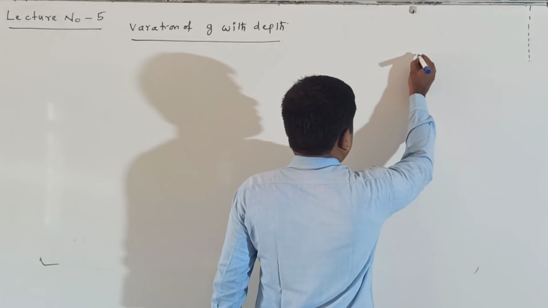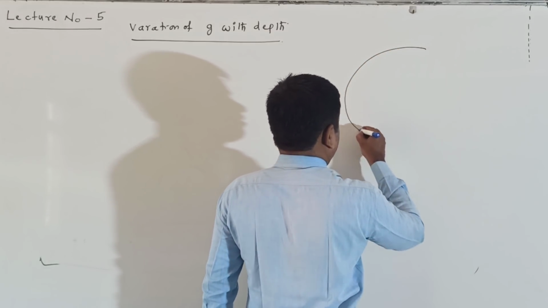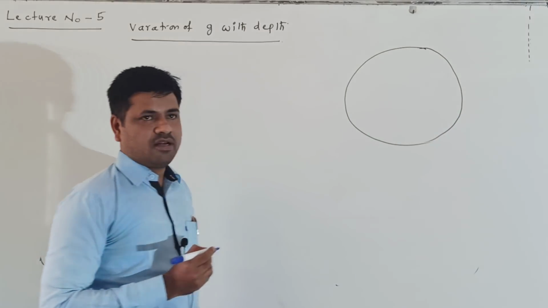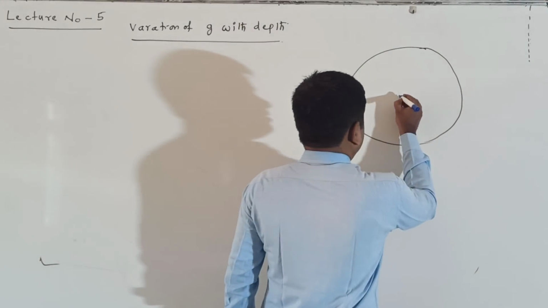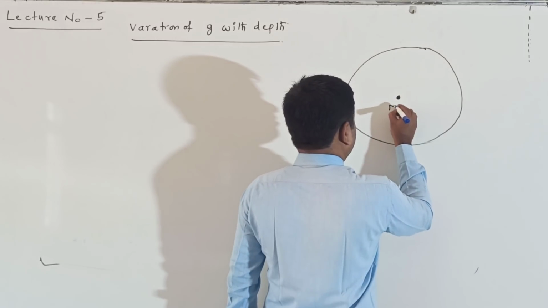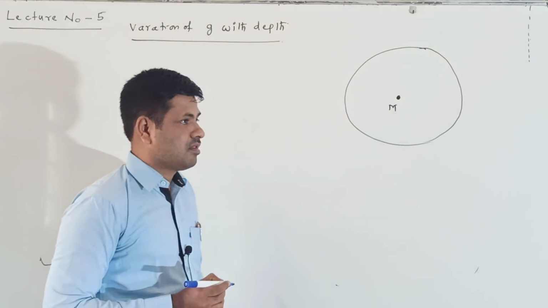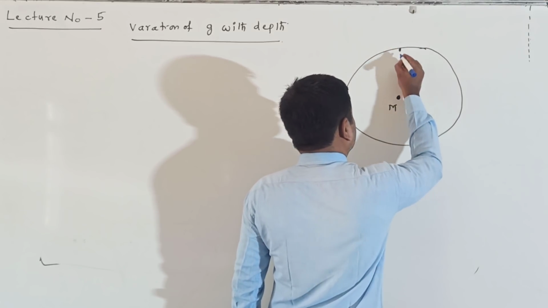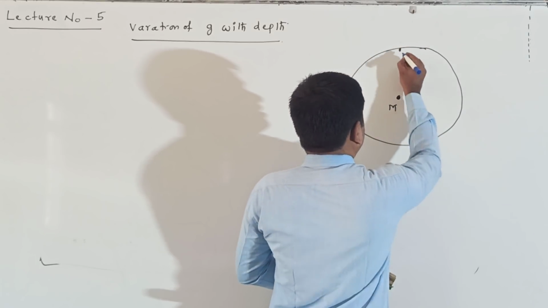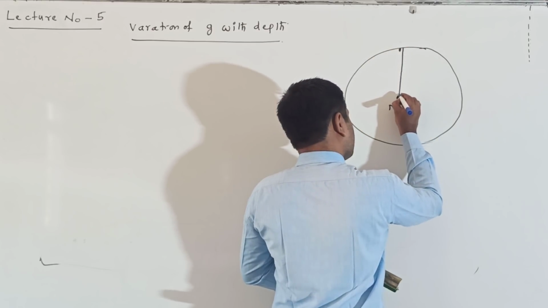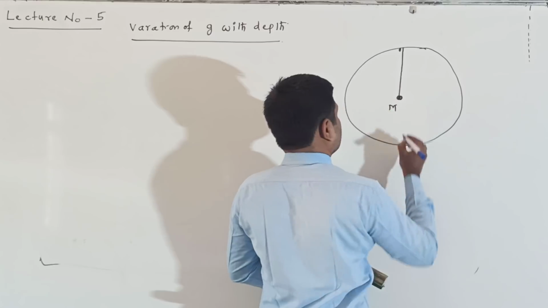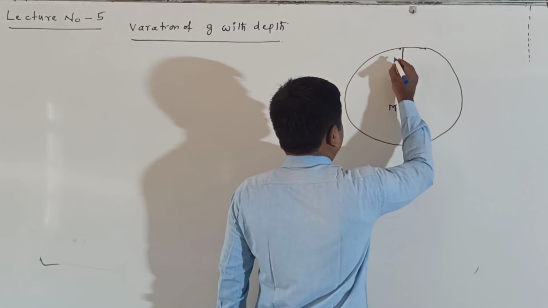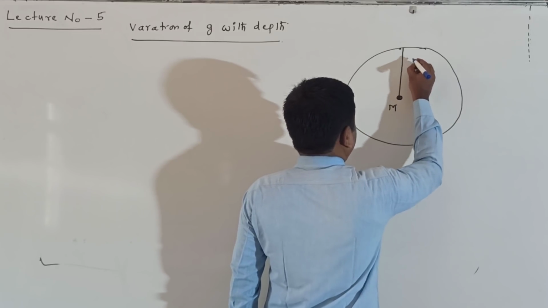Suppose this is the earth. This is the center of the earth. The total mass is concentrated at the center. Now this is called the radius of the earth.